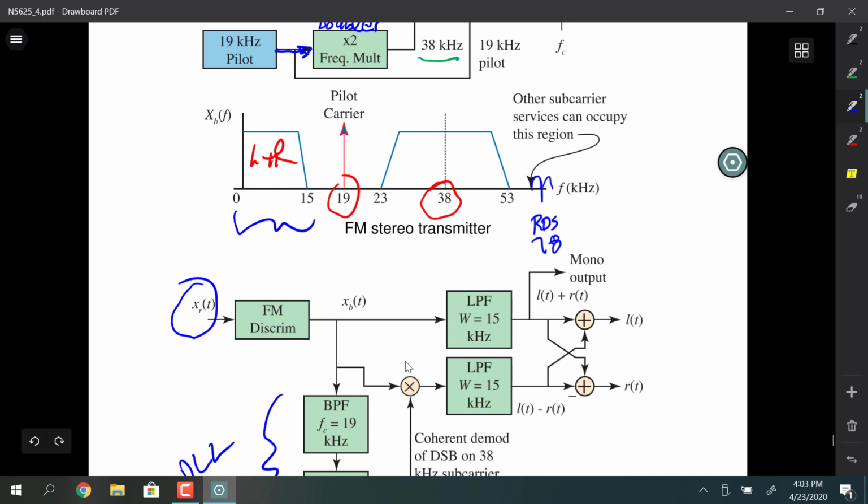Can I ask you a question? Yeah. Why are we setting the pilot frequency so low?